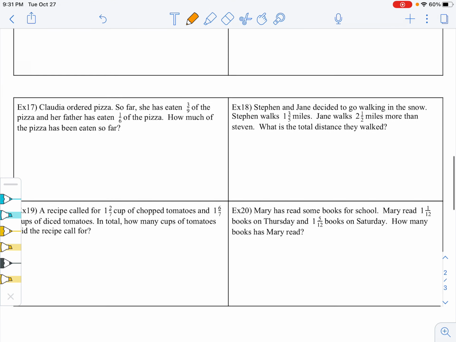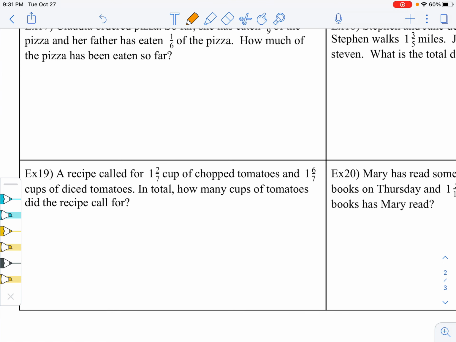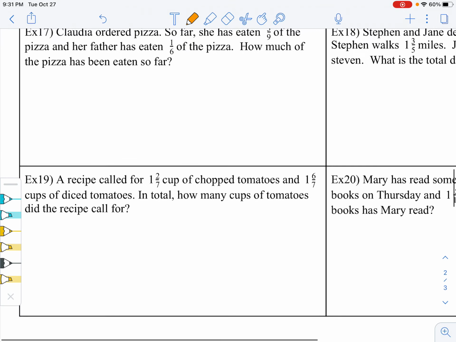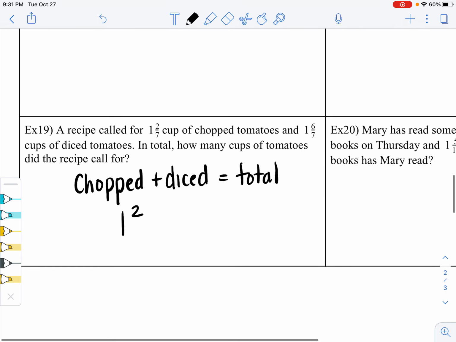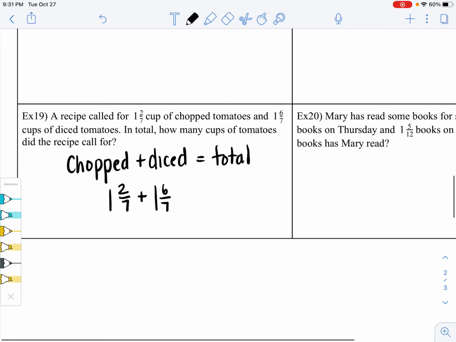In this last question, we are going to do 19. A recipe calls for 1 2/7 cups of chopped tomatoes and 1 6/7 cups of diced tomatoes. In total, how many cups of tomatoes did the recipe call for? So in general, we have chopped tomatoes and we have diced tomatoes, and that's going to give us the total tomato amount. So for chopped tomatoes, we have 1 2/7 cup, and for diced tomatoes, we have 1 6/7 cup.